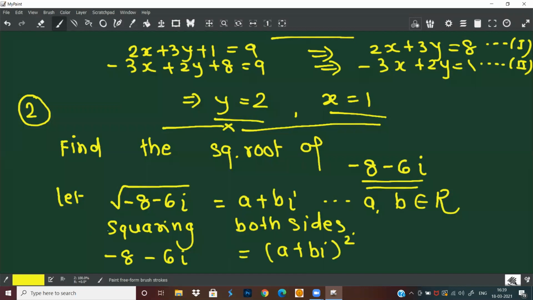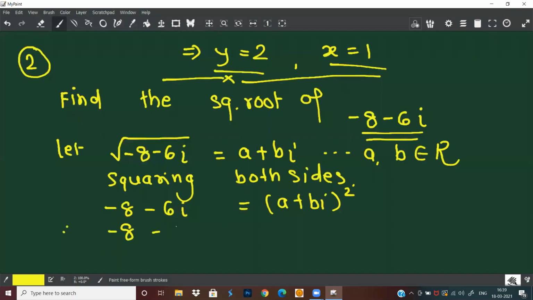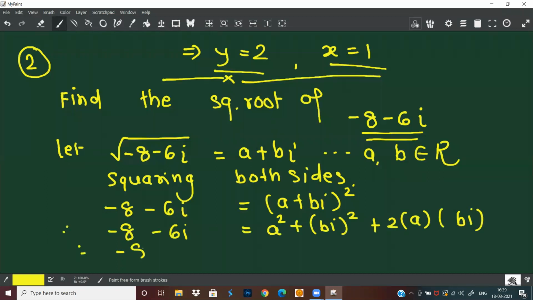So you will have minus 8 minus 6i. Now we have to square this. It is the square of the first plus the square of the second, plus 2 into first into second. You can easily skip this step. So you will have minus 8 minus 6i, i squared is minus 1, so minus 1 into b squared. So the real part will come as a squared minus b squared, and the coefficient of i will be 2ab.